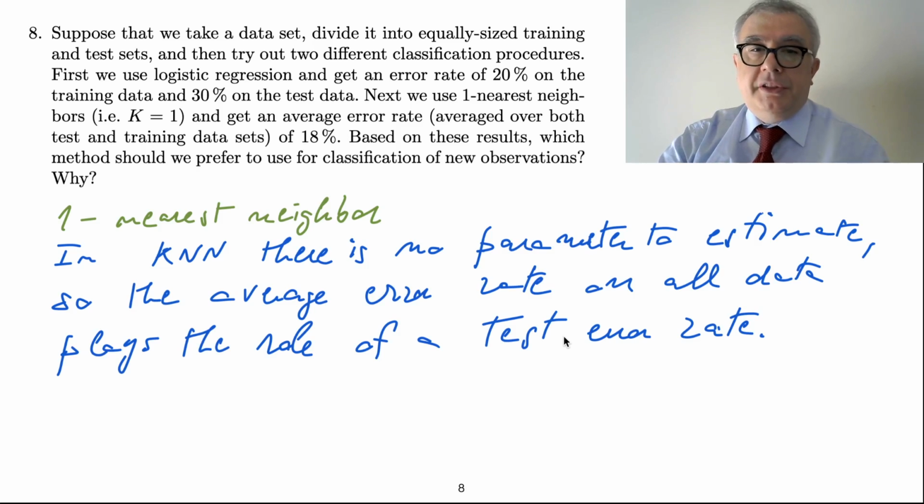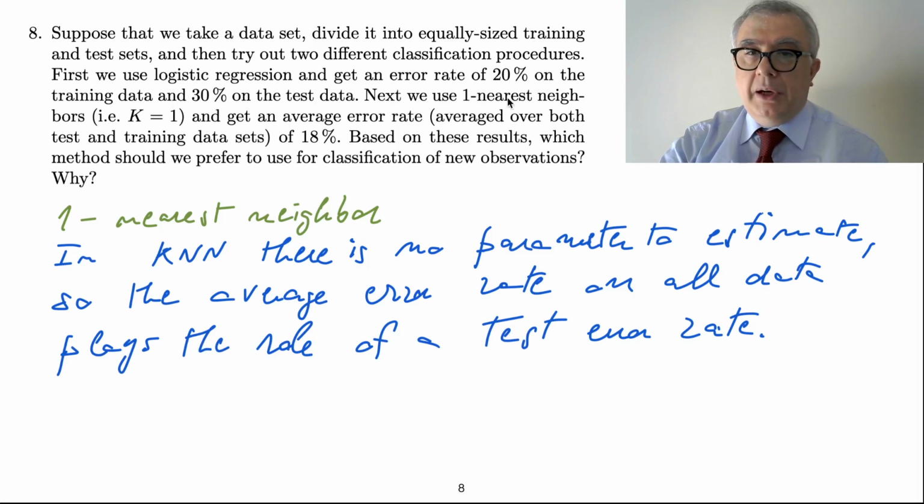A question about classification. Suppose that we take a data set, divide it into equally sized training and test sets, and then try out two different classification procedures. First, we use logistic regression and get an error rate of 20% on the training data, which could be rather good, and 30% on the test data.